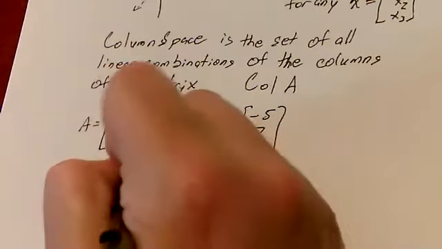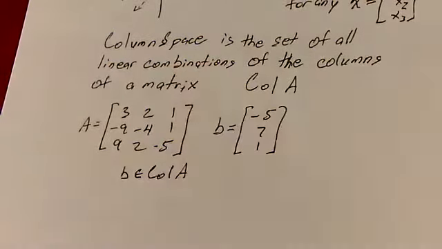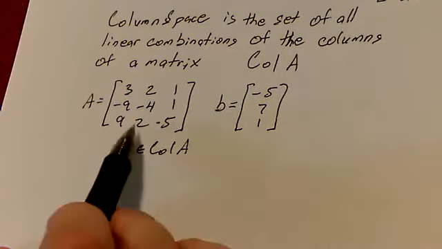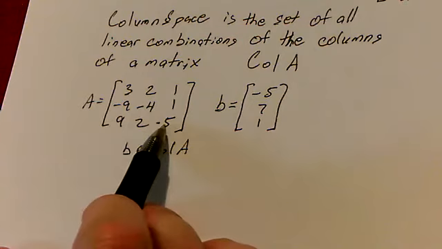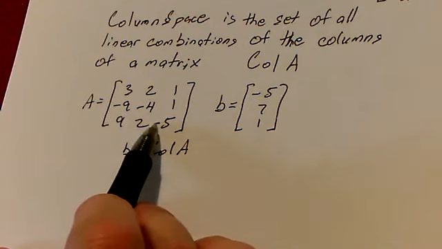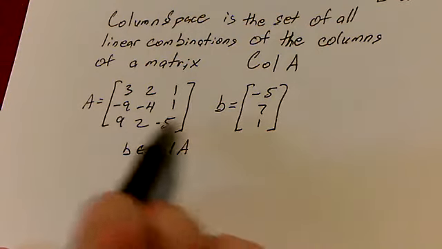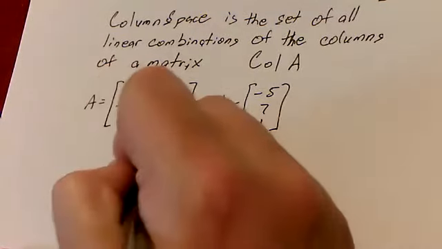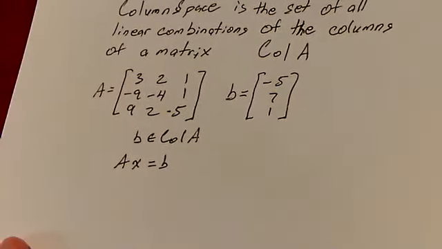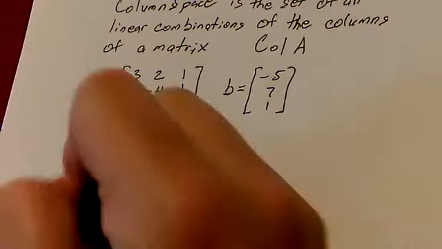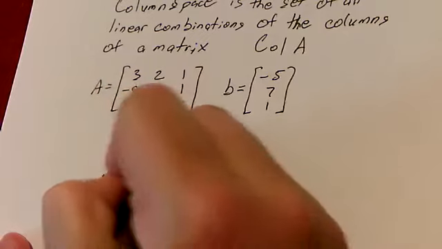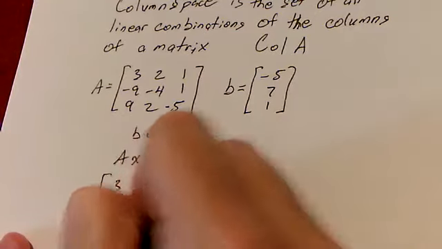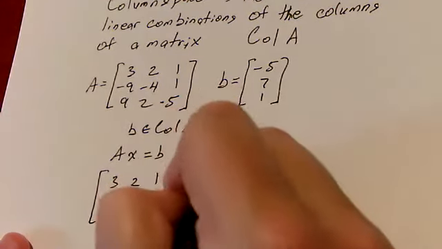Now the question is, is B in the column space of A? So in order for B to be a linear combination, remember, column space is all linear combinations of the columns of our matrix. So if B is going to be in that, it needs to solve this system. Ultimately I'm asking, is there a solution for AX equals B? Well, we have several ways that we've searched for AX equals B. Our most common probably is the augmented matrix. So 3, 2, 1, -9, -4, 1, 9, 2, -5. Then I augment that with -5, 7, 1.